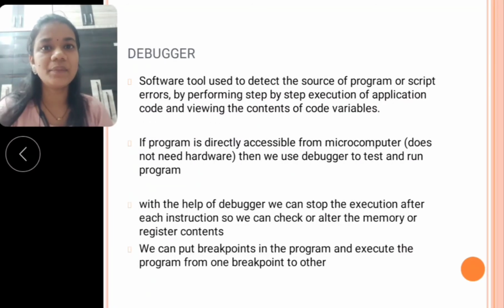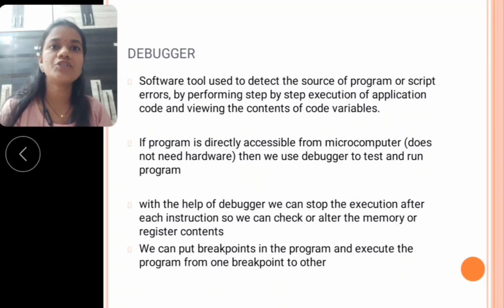The next is the debugger. The debugger is nothing but a software tool used to detect the source of program or script errors. Whatever errors we have in programming, the debugger is used to detect them by performing step by step execution of application code and viewing the content of code variables.